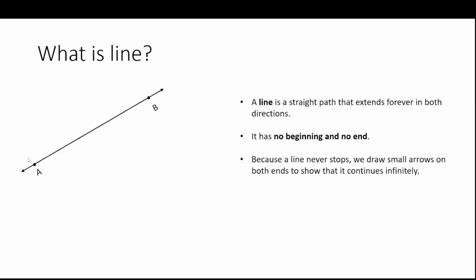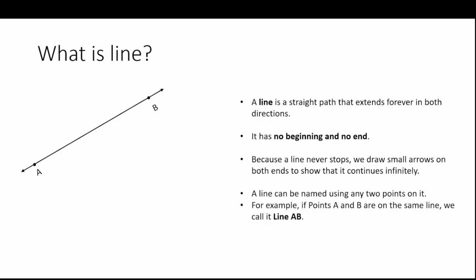But we can call this line AB because it passes through 2 points. First is A and next is B. If our line passes through 2 points, we can call it line AB. A line can be named using 2 points on it. For example, if points A and B are on the same line, we can call it line AB. So our line never stops. Remember it.